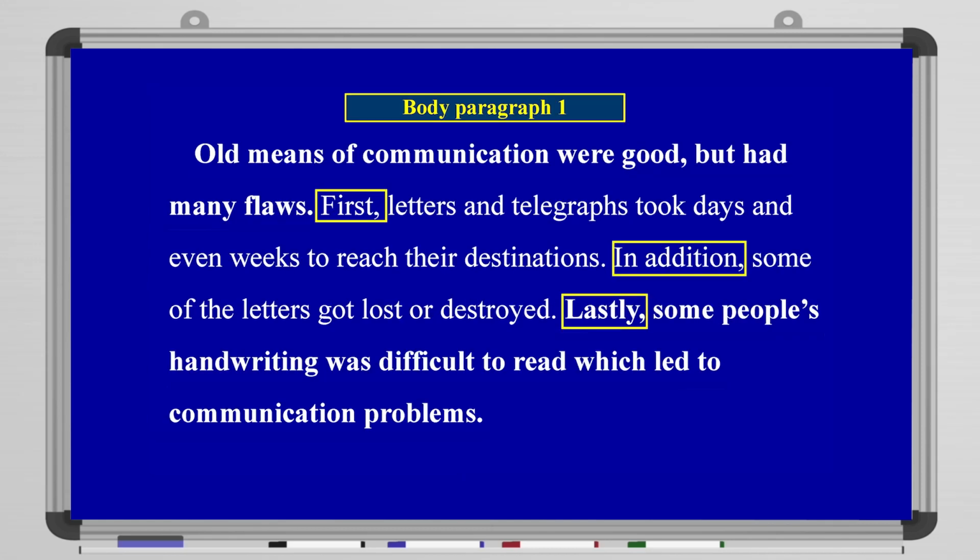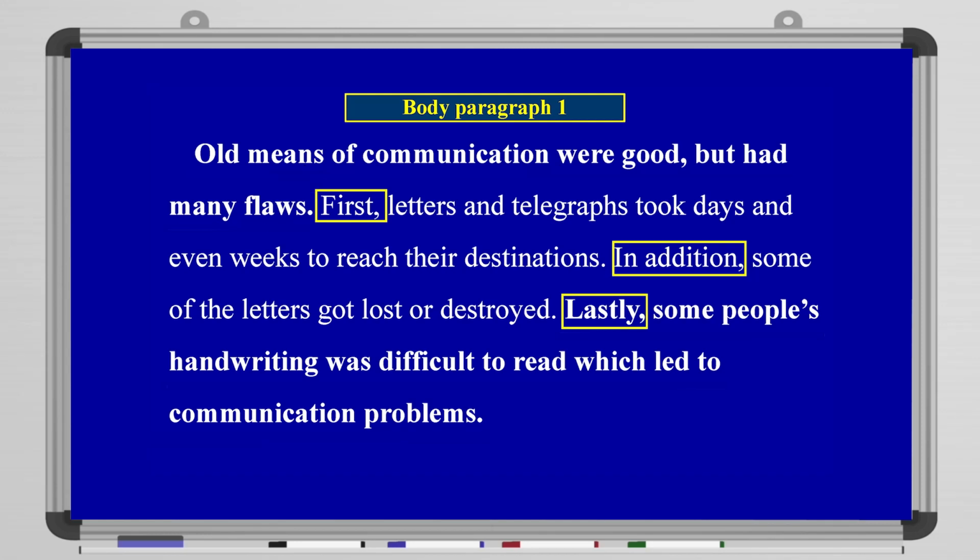Old means of communication were good, but had many flaws. First, letters and telegraphs took days and even weeks to reach their destinations. So we started with first. We're informing the reader that there are more coming things to read about.